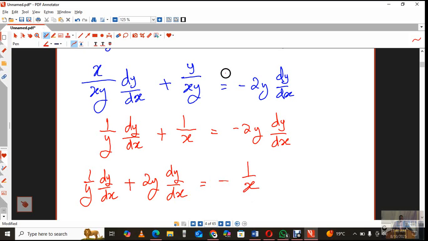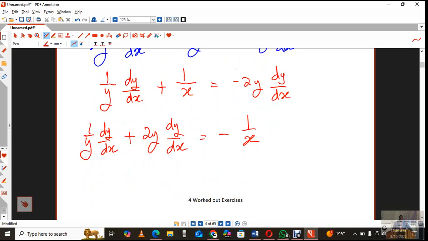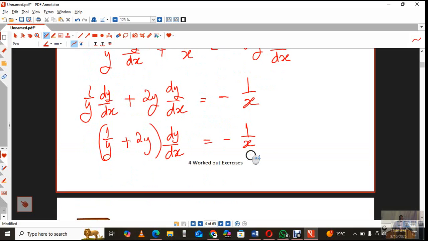Okay, now we can actually clean up. The calculus is done, it's just the algebra that is there. So this is 1 over y plus 2y, then you have dy/dx is equal to negative 1 upon x. So I'm going to continue to the next.